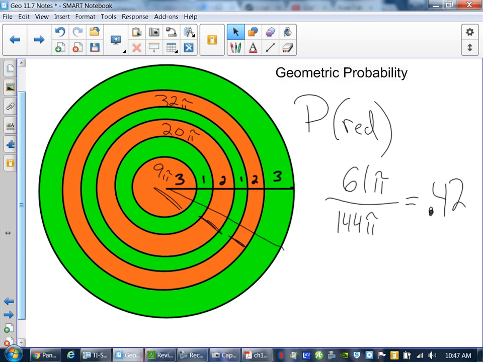What would be the probability of landing in the green? 0.58. It's just the opposite. Because if I land on the circle, it's still going to get 1. In a perfect world, I get the circle.